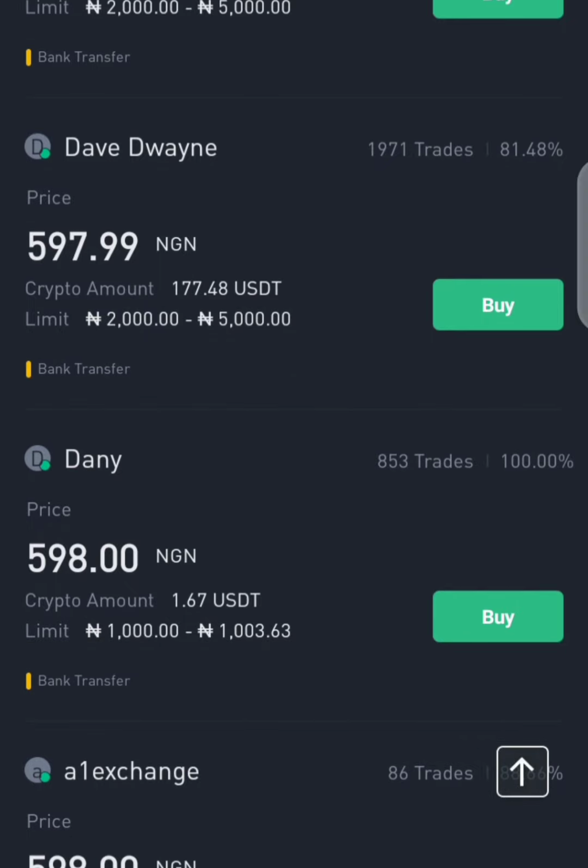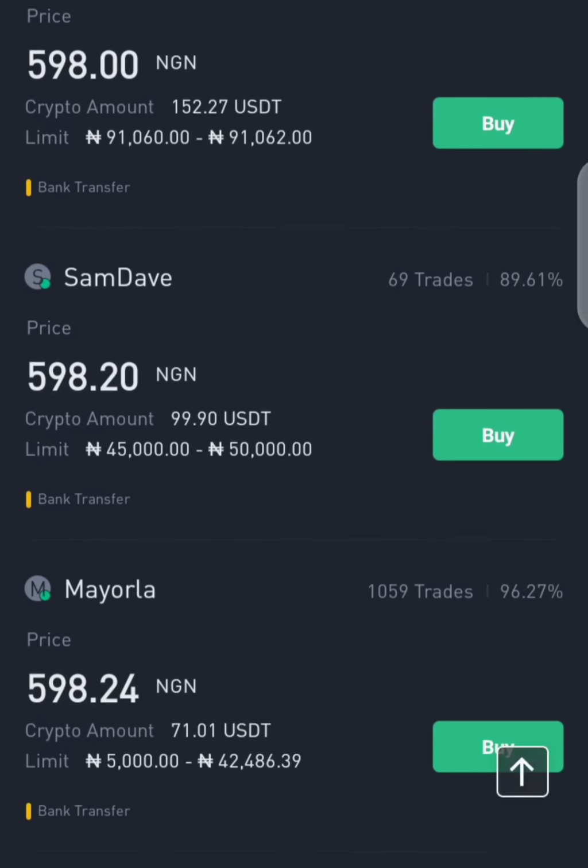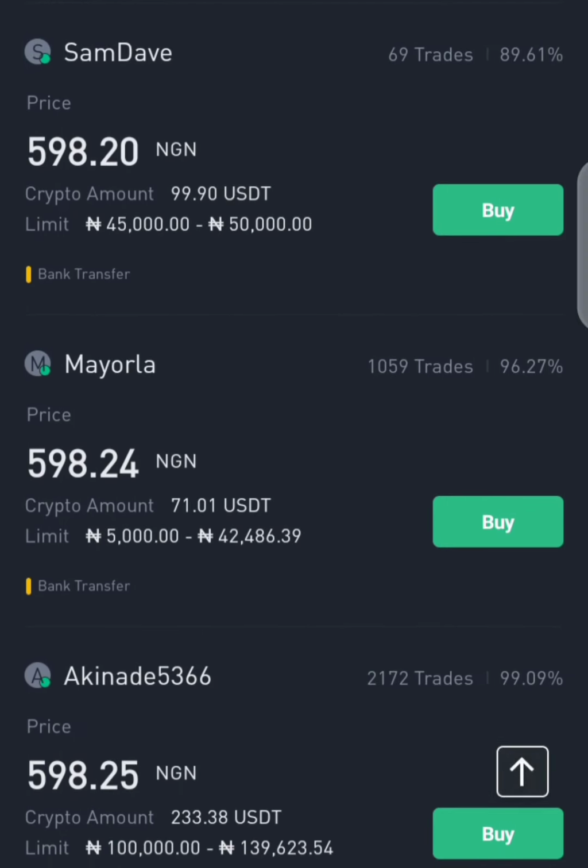Okay, so let's trade with something like 50,000. Let's look for 50,000 naira. Look at this. Sam Dave has done 69 trades, 89.61% credibility. His price he wants to sell at is 598.20 naira. The crypto amount in his possession is 99.90 USDT. The limit is 45 to 50,000.